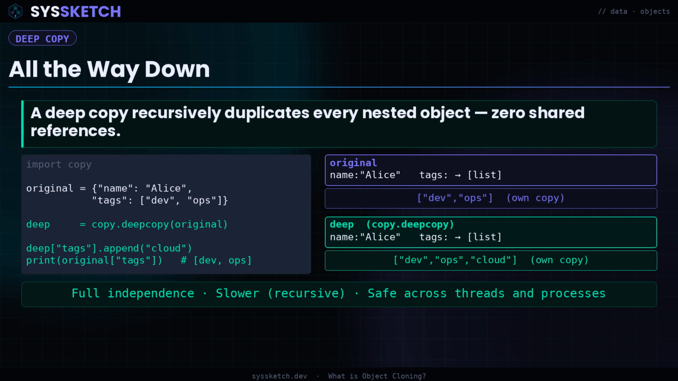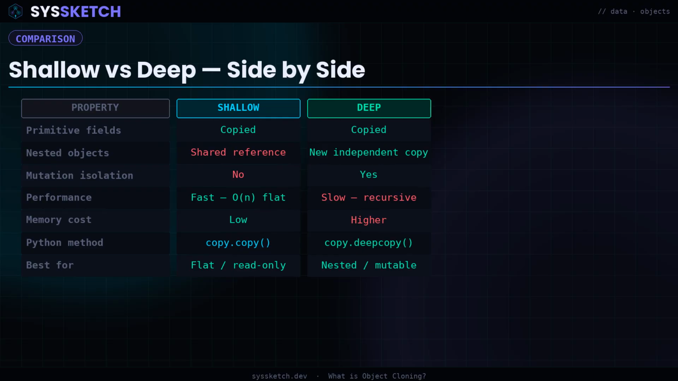But for correctness across threads, across process boundaries, or in any situation where you hand data to another caller and never want surprise mutations, deep copy is the right tool. Choosing between shallow and deep comes down to three questions. First, do your top-level fields contain any mutable nested objects? If no, shallow copy is safe and fast. If yes, move to the second question. Second, will the receiver ever mutate those nested objects? If no and the nested data is effectively read-only, shallow copy is still safe. If yes, you need deep copy.